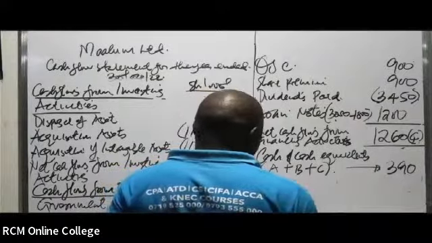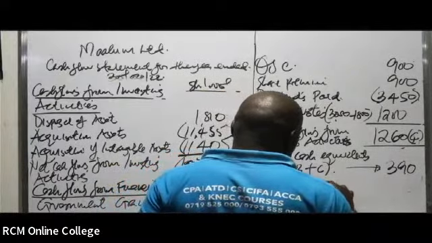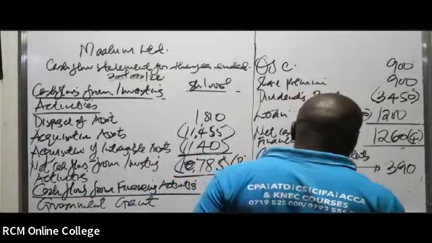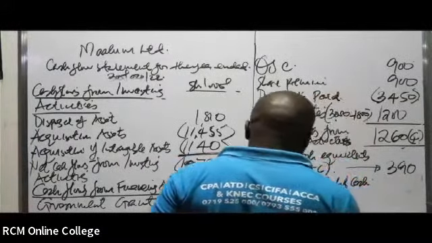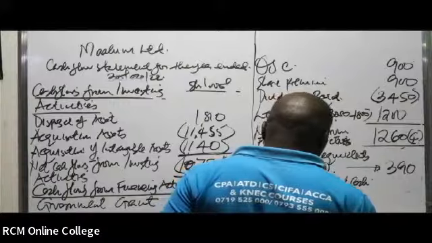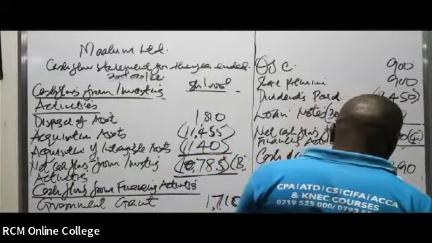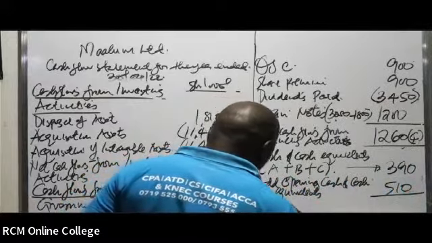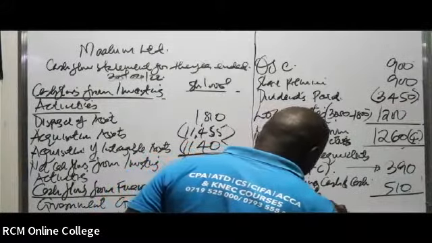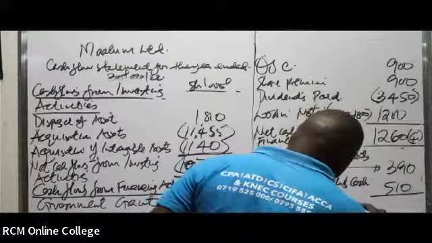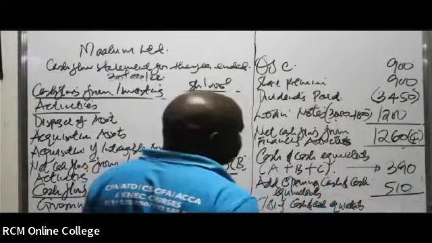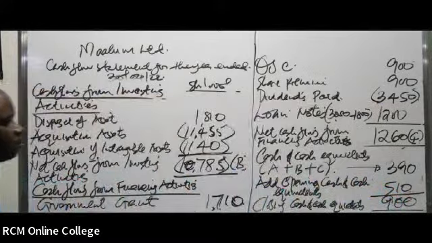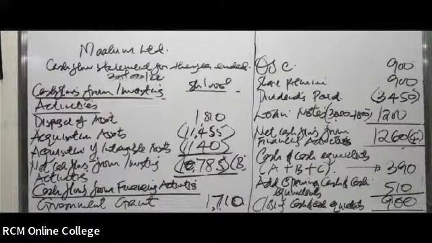So add on, in this case, the opening cash and cash equivalents. You can add on the opening cash and cash equivalents, an amount of 510, and therefore with that, you end up getting the closing cash and cash equivalents of an amount of 900, because that's how you could have actually been able to present it.